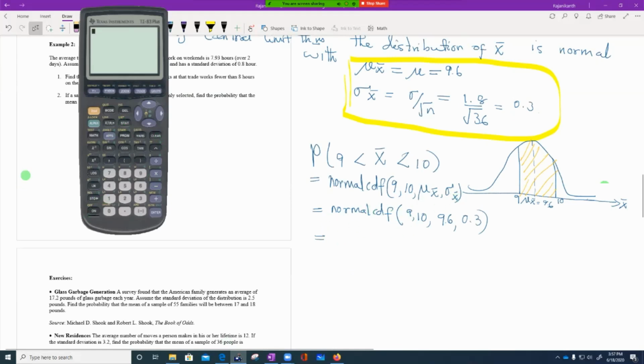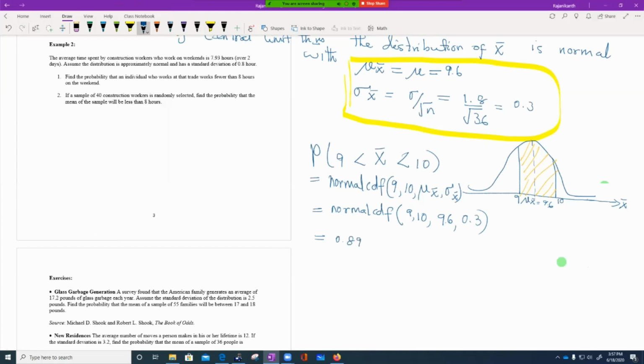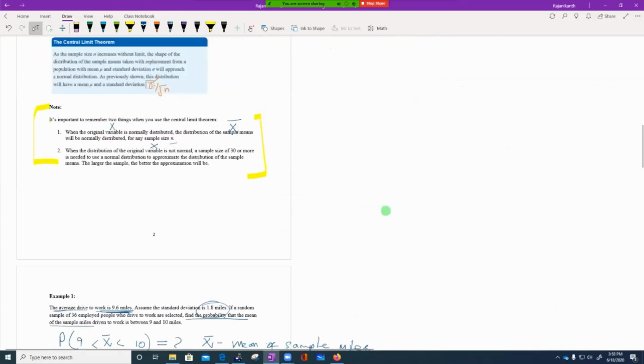So let us type those values here. I'm going to normal CDF, 9, 10, 9.6, 0.3, and you find the probability, that is the area. So my two decimal place answer is 0.89. That is the probability of your sample mean being between 9 and 10. Okay, so this is one way of doing this problem.